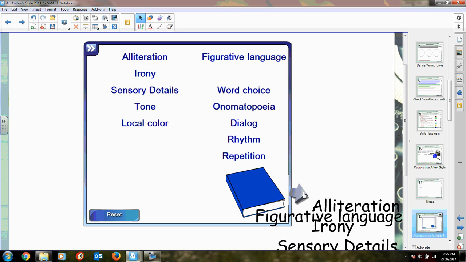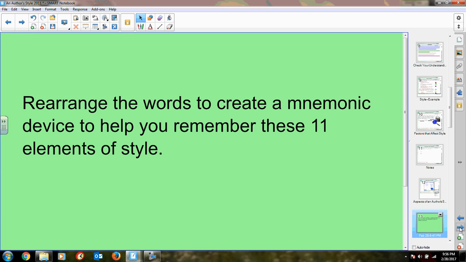Okay, all right, so let's go on. What I want you to do at this time is to write down the words and see if you can create a mnemonic device that will help you remember these 11 elements of style. I have one that we've used for years, but sometimes when you create your own, that is the best way to go. We will continue with all of these notes a little bit later on. So make sure that you have these notes done because we are going to be using them throughout the rest of this unit. Thanks so much, and we'll see you soon.